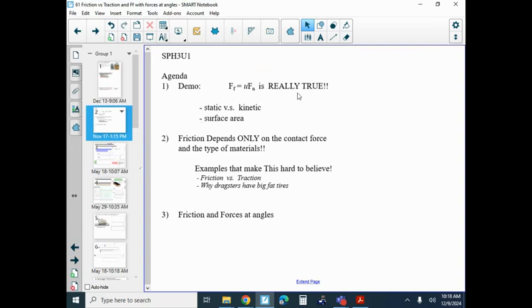So I'm going to show and talk about how this equation for friction that you got used to in the last lesson really is true, and talk about what it means, like some implications of it that I didn't mention before on purpose. I just wanted you to get used to using it. And then we'll finally get to the angles, and we'll also talk about why this is hard to believe, I should say, actually, before we get to that. And then we'll get to forces at angles.